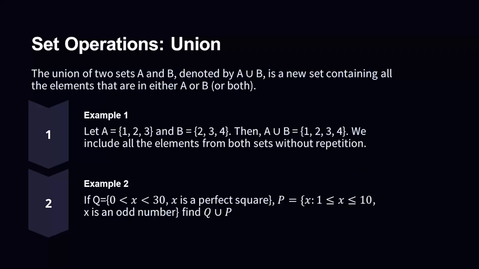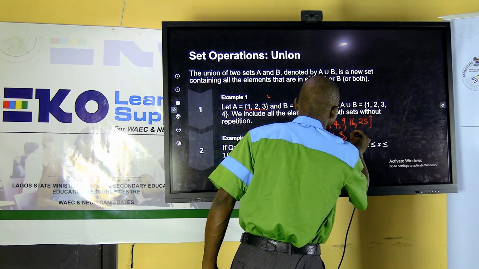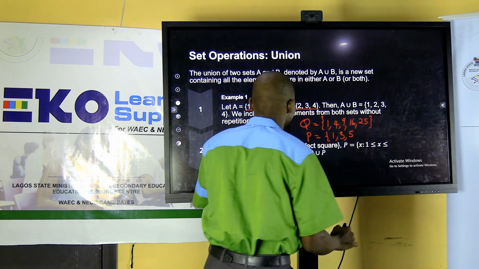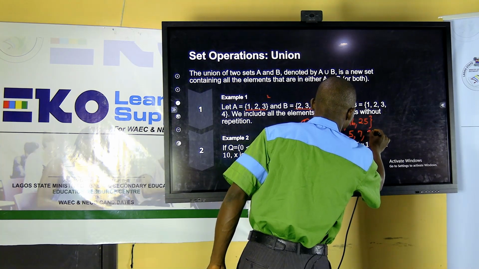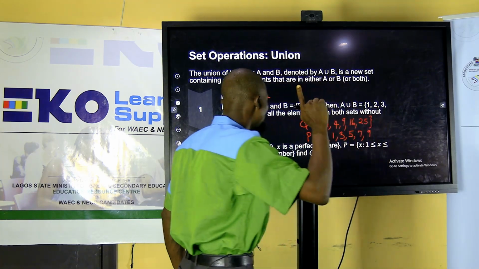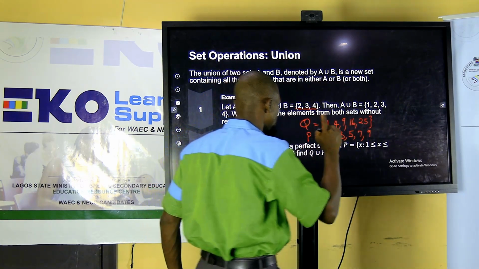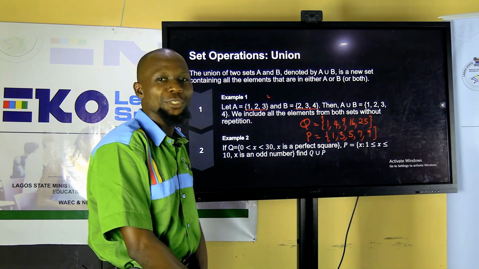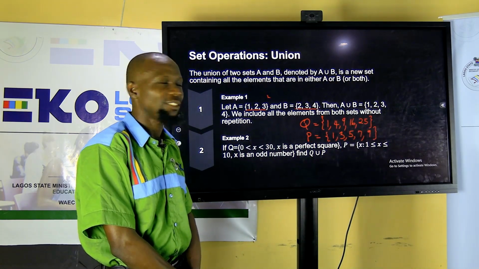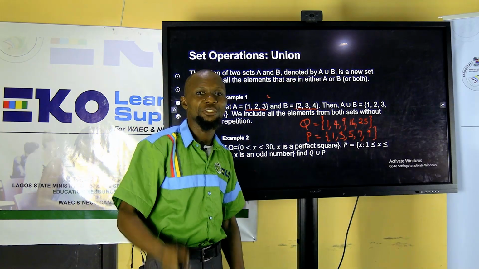So let's go. What are the numbers? 1. The next one is 3. The next one is 5. The next one is 7. The next one is 9, between 1 and 10. 11 is more than 10, so you stop at 9. So we have been able to get set Q and set P.